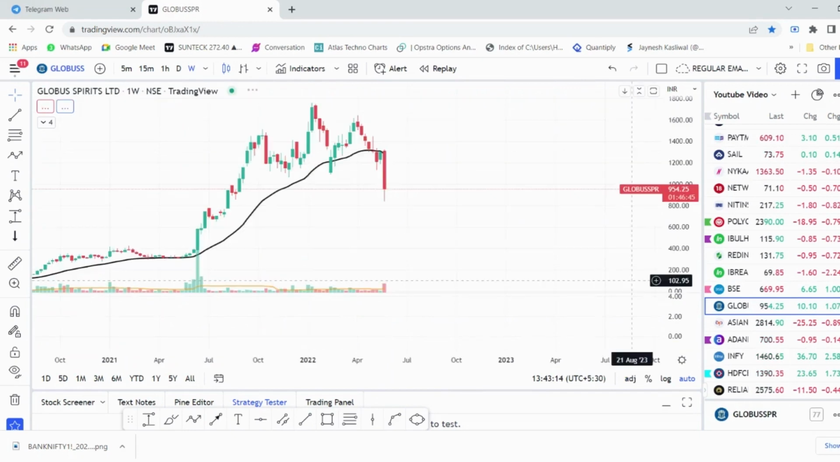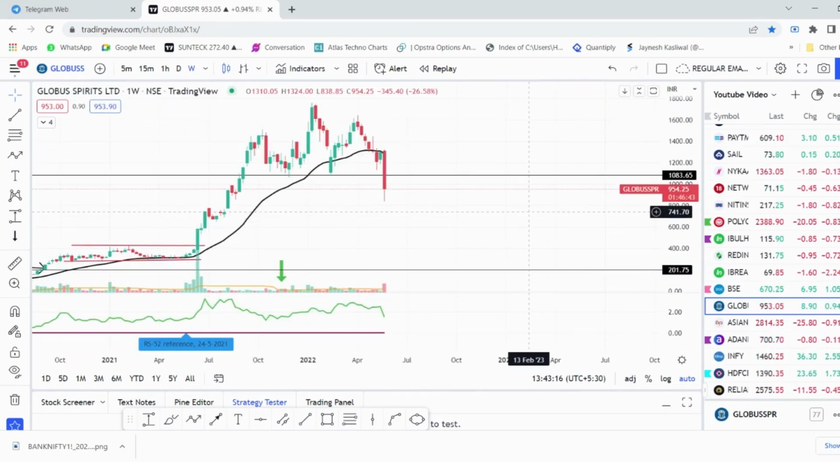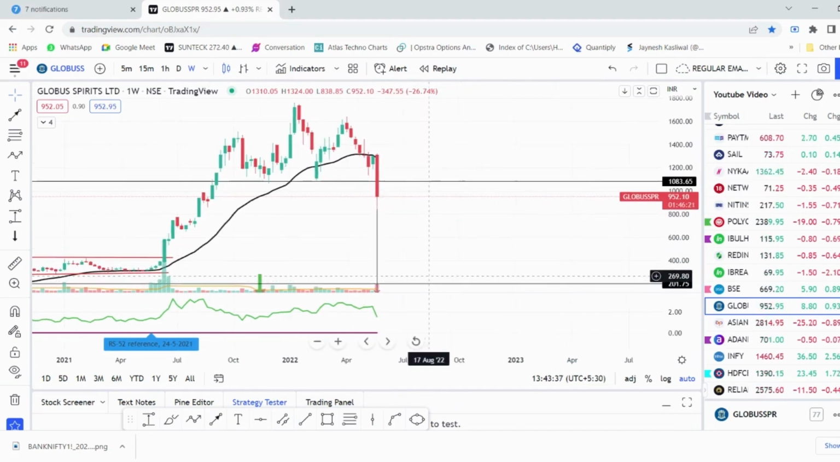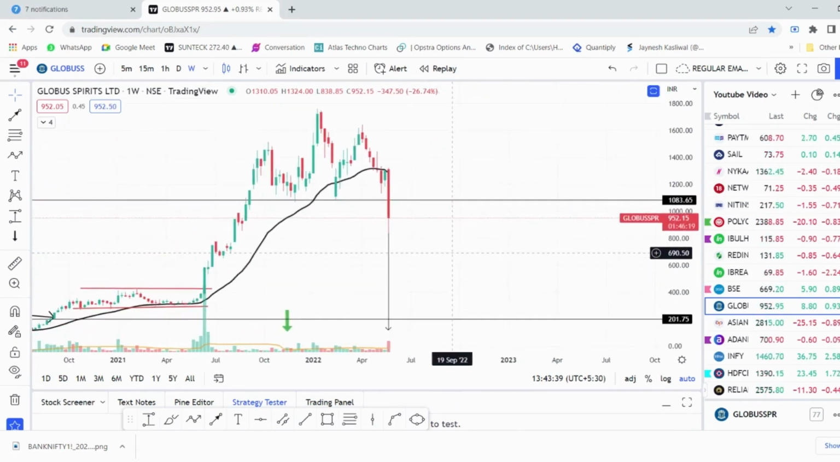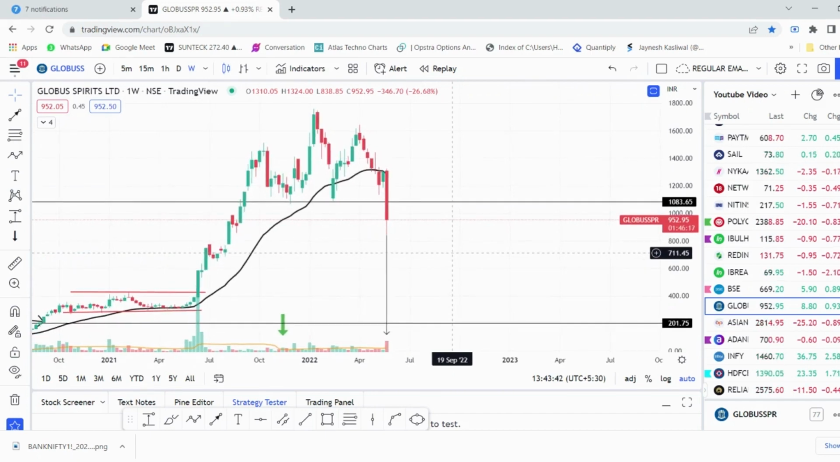So the next stock that is on many people's radar is Globus Spirits. Now Globus Spirits has formed, as you can see, a head and shoulder pattern where the stock has broken down with huge volumes, right? Whenever a stock breaks down, if it falls with lesser volume, then there is a little issue. But if it falls with higher volumes, and this is the highest volume bar in the recent chart, as you can see, then that is the most dangerous combination in case of breakdown.